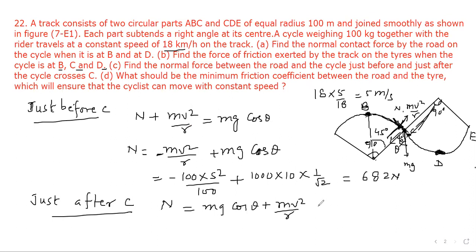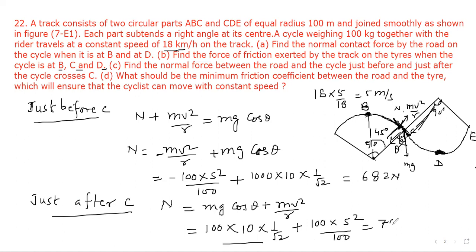Here we have already evaluated mg cos theta, and theta is 45 degrees. This point is also very close to C. So the situation will remain the same, except the direction of forces will be changed. So this will be 100 into 10 into 1 by root 2, plus m is 100, velocity is 5 square divided by 100. This value we have already evaluated as 707, and this will give 25. So the answer will be 732 Newton.